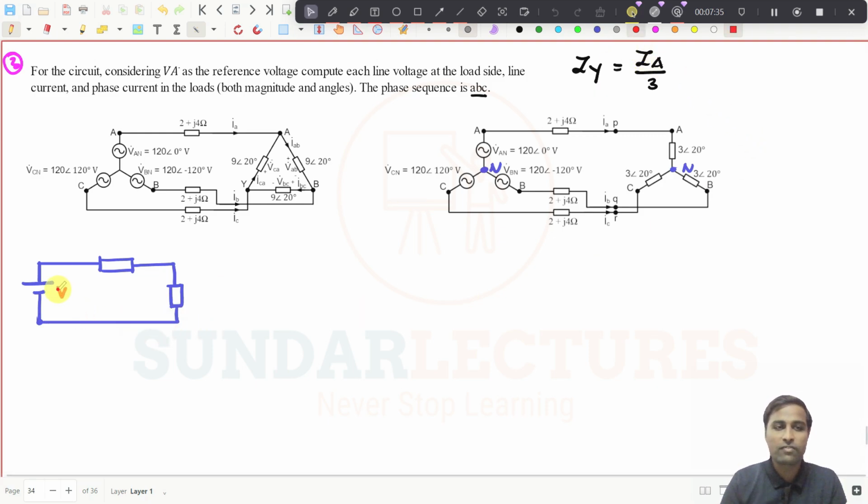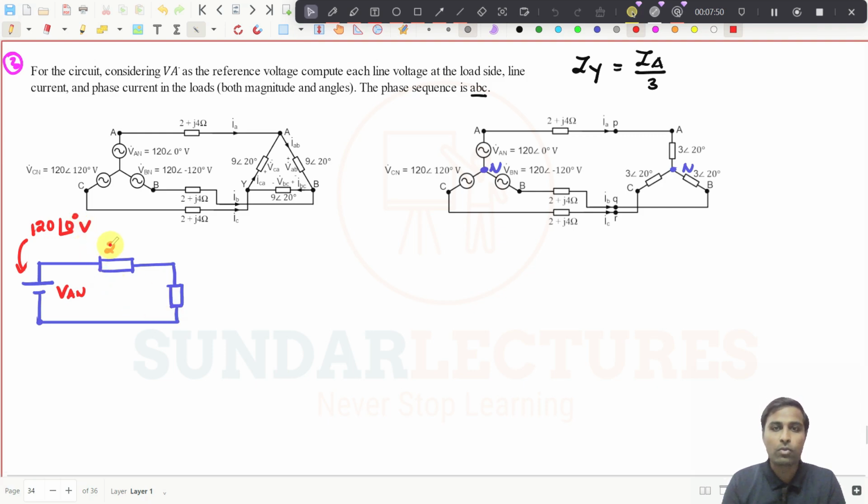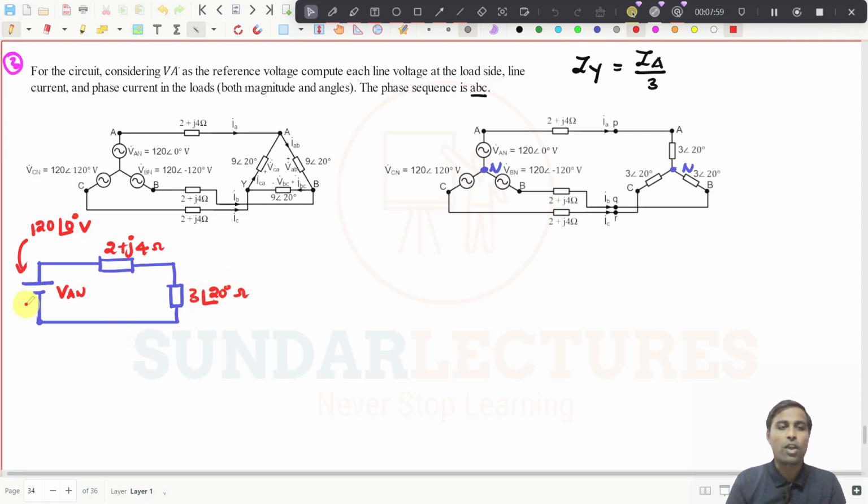Now this is VAN, and they have given you this value: 120 at an angle of 0 degrees volt. So what is this one now? 2 plus j4 ohms, and what is this value? It is 3 at an angle of 20 degrees ohms. This is the diagram we know, because we have a neutral point, we can draw it like this.